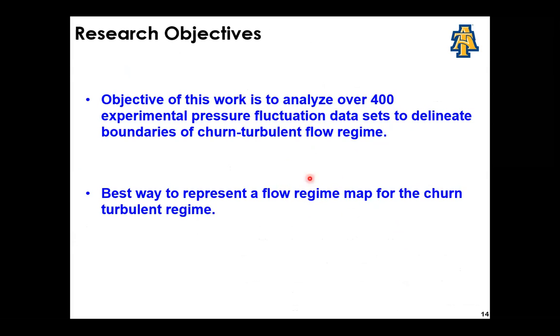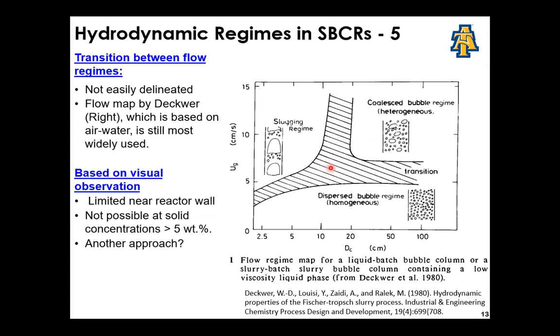The need for this different approach has led to these research objectives. We're trying to find the best way to represent a flow regime map for the turbulent region, since the one previously made by Deckwer was only restricted to air and water systems. In addition to that, you have to work on this transition. This transition was not good, right? It was not a smooth transition.